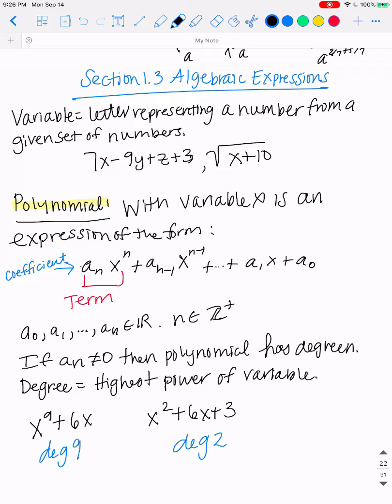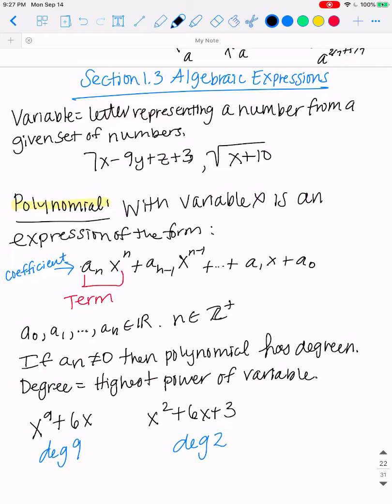Together with variables we can form polynomials. A polynomial with variable x is an expression of the following form. All the a's are known as coefficients, and the x's are a variable. Together they form a term. All the a's are from the real numbers, and our degree n is a positive integer. If our leading coefficient is not 0, then the polynomial is known to have degree n.